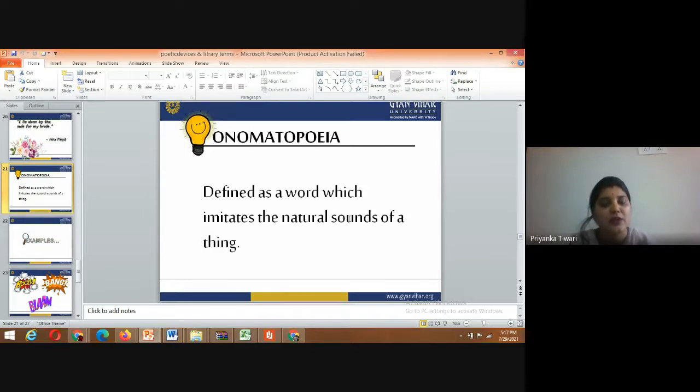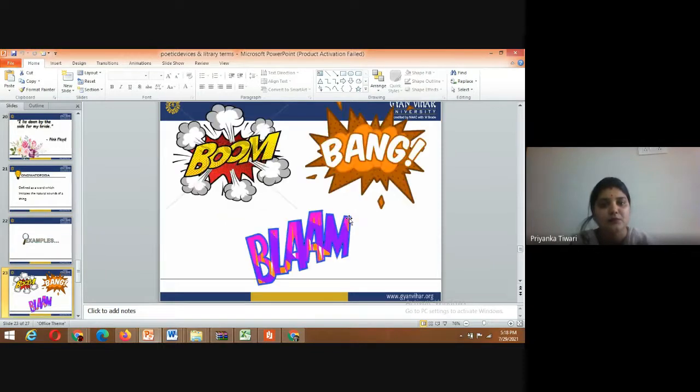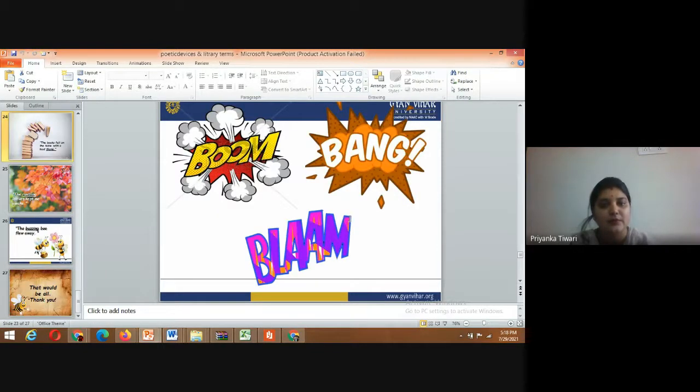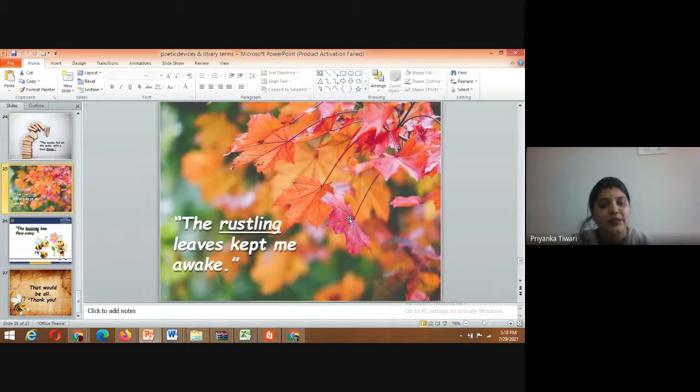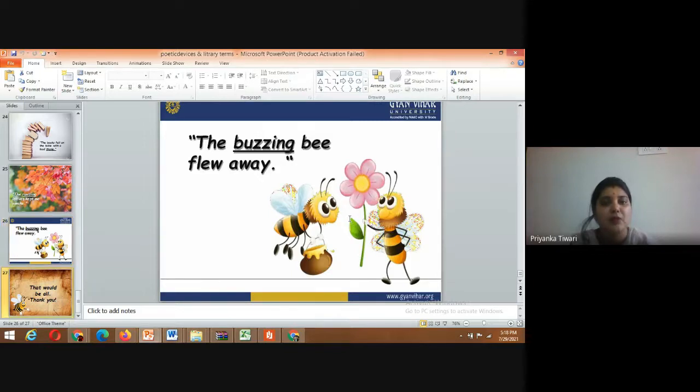And onomatopoeia is defined as a word which imitates the natural sound of a thing. If we are listening to imitations of natural sounds of a thing, then we are using onomatopoeia. Boom, bang, bang. The books fell on the table with a loud thump. The rustling leaves kept me awake. The buzzing bee flew away.